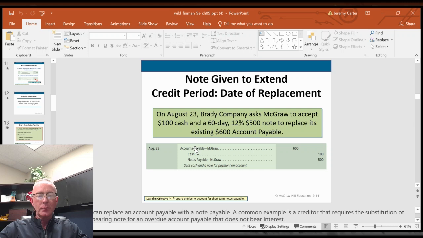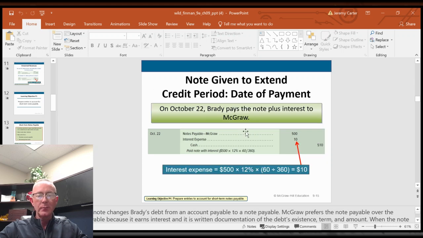We're moving our accounts payable to a note payable, and it's going to have 12% interest at 60 days. So it's going to have the same formula that we've used before in 241. For the interest expense, the 12%, 60 days over our 360-day bankers year to find the interest that we pay them at the expiration of the 60-day note.